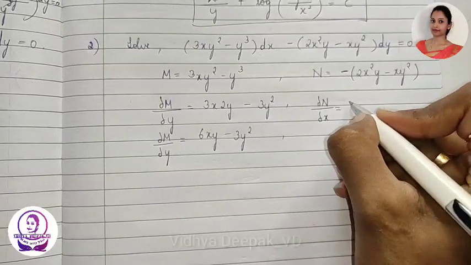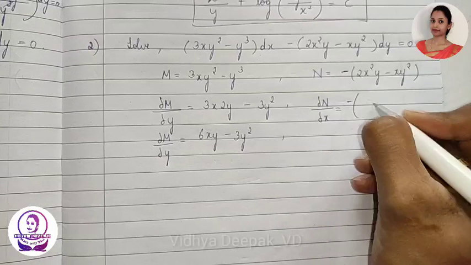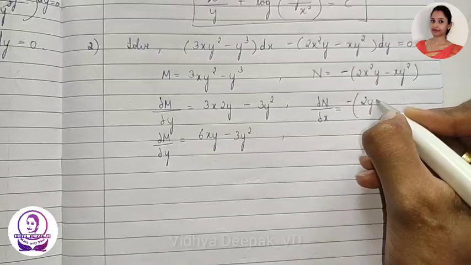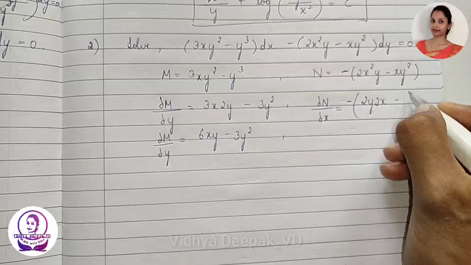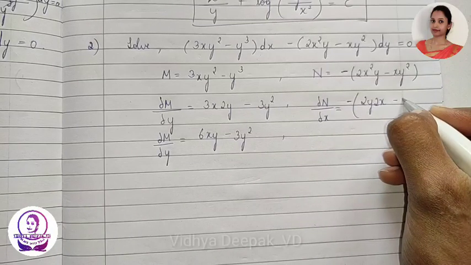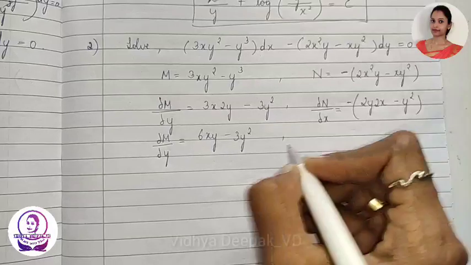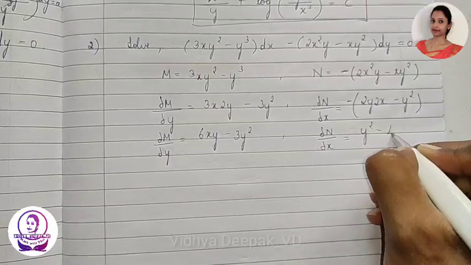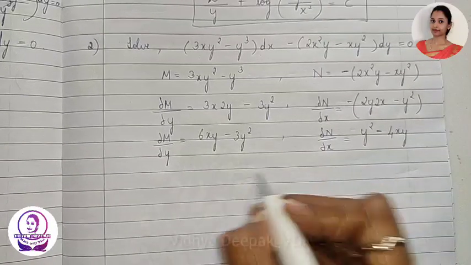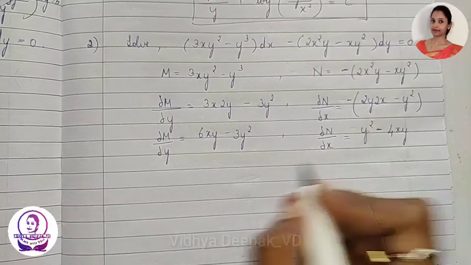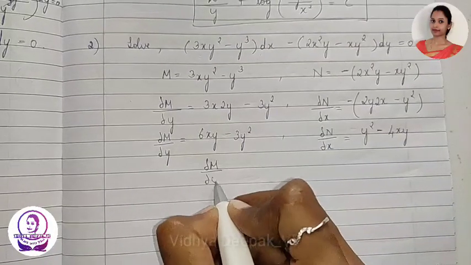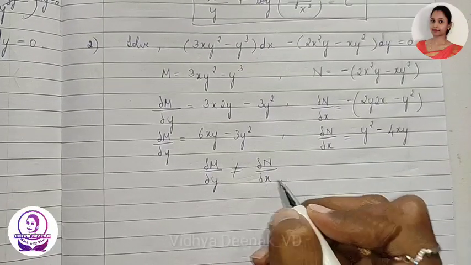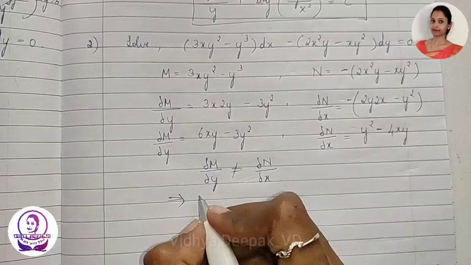Now what is dou N by dou x? We'll take this minus inside. Here x is the function and y is the constant. So 2y is the constant, x square differentiation is 2x, minus x is a function, so differentiation of x is 1, y square is a constant there. So we have dou N by dou x is y square minus 4xy. So are they equal? No, they aren't equal, right? So dou M by dou y is not equal to dou N by dou x. Therefore the given differential equation is not exact, right?